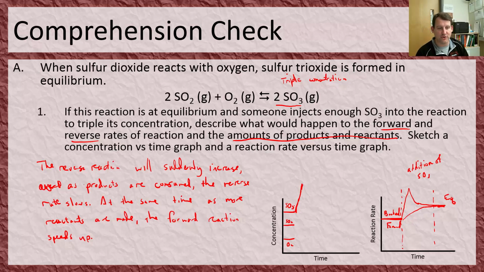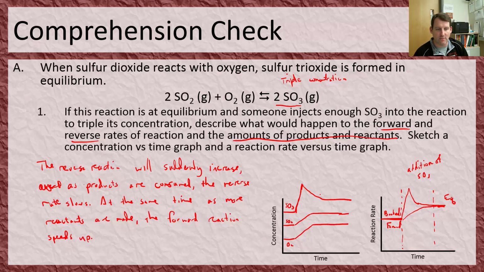Now, in terms of concentrations, SO3 suddenly spikes. Over time, the SO3 is going to get used up, and it's going to decrease. The exact shape of that decrease, we don't know yet. And as it decreases, we're going to get an increase in the SO2 and the O2. And at some point, these are going to balance out again, and it's going to fall across like this. And these are going to balance out and become constant.